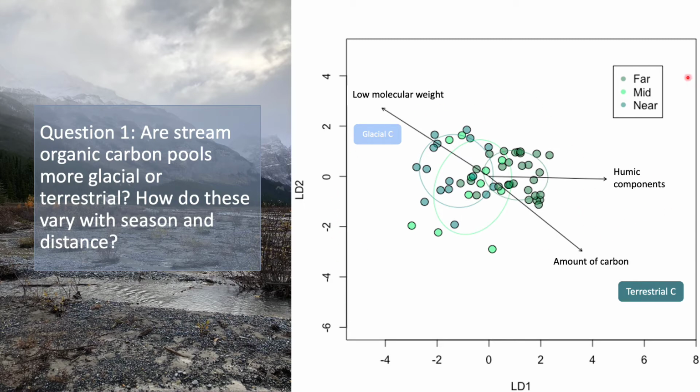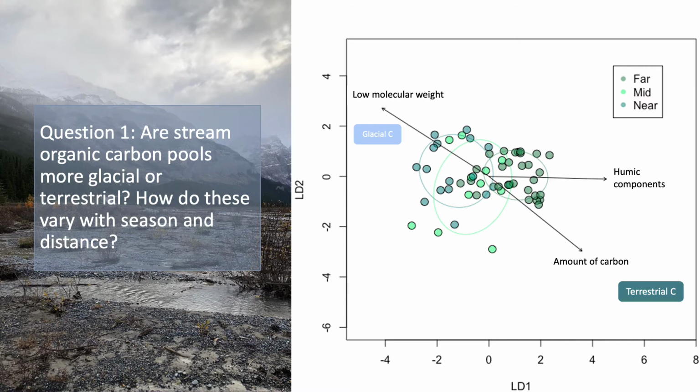This plot here is grouped by proximity to glaciers. It was found that sites sampled near the glacier were significantly different than samples collected from sites far away, and that sites near the glacier showed glacial-like characteristics in that they have low molecular weight compounds, low proportions of humic components, and low amounts of overall carbon. Whereas samples that were collected at sites far away had a mixture of glacial carbon and terrestrial carbon characteristics. They were similar to terrestrial carbon in that they had a high proportion of high molecular weight compounds, and they were similar to glacier carbon in that they had a low amount of humic components and a low amount of overall carbon.